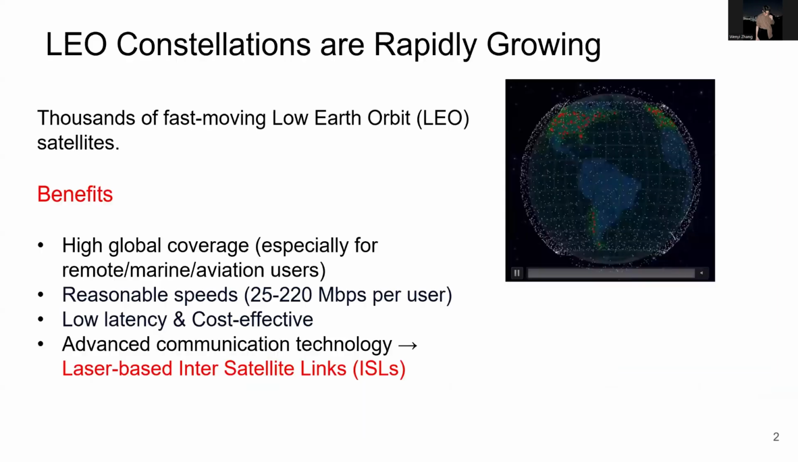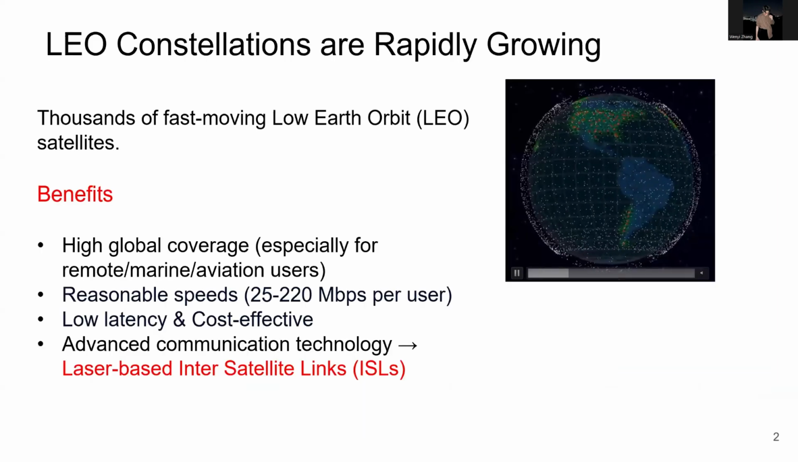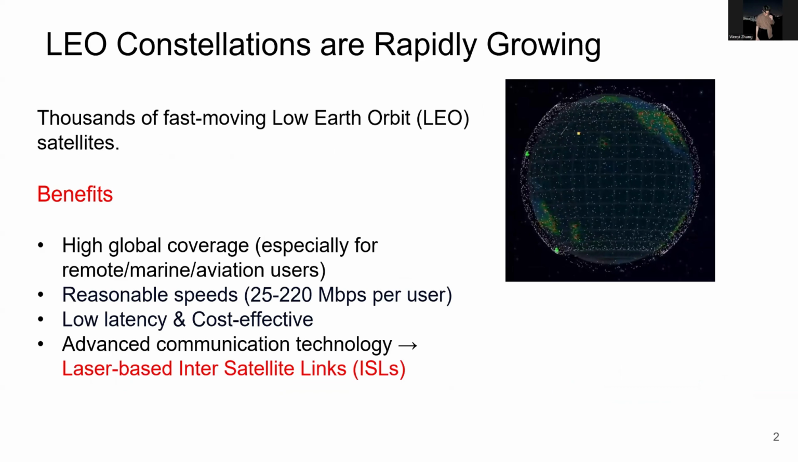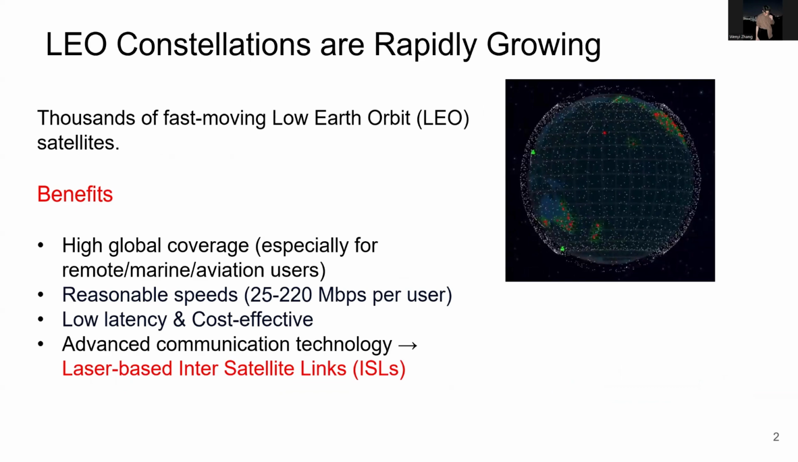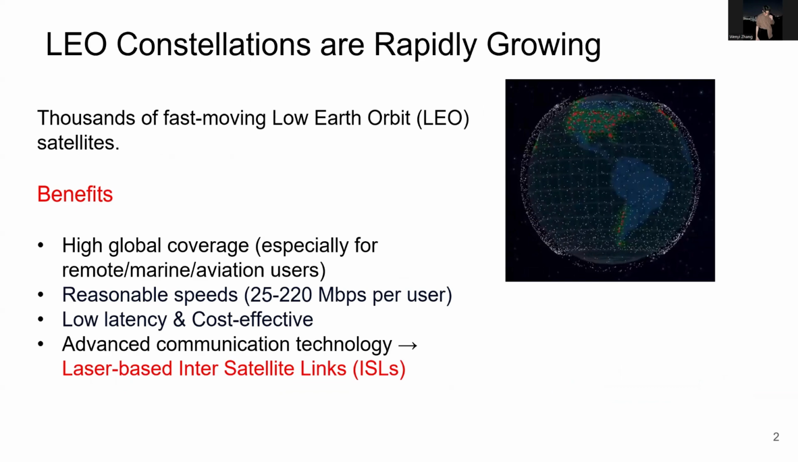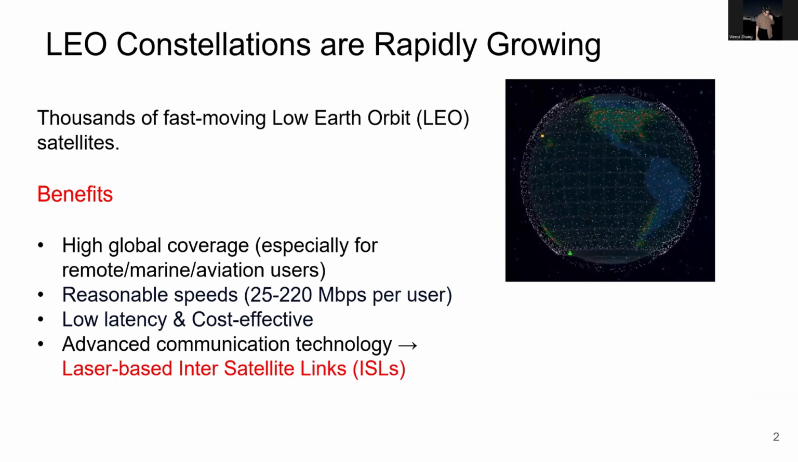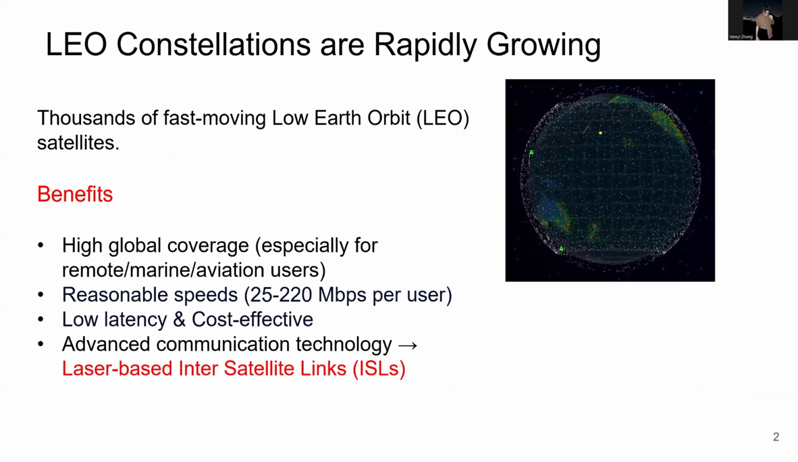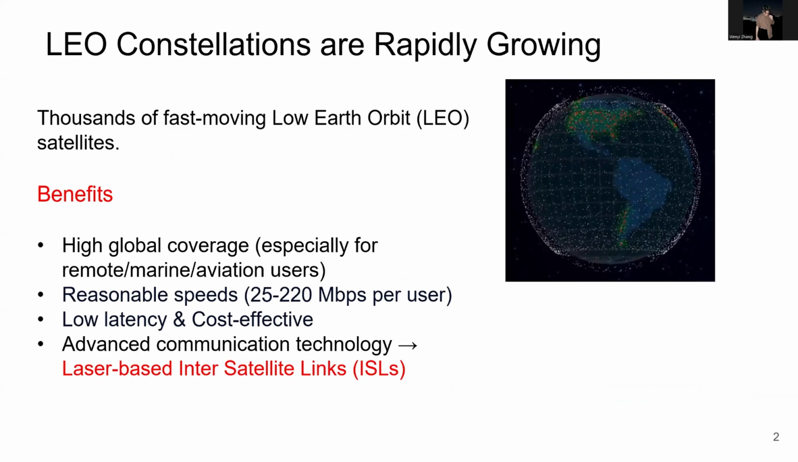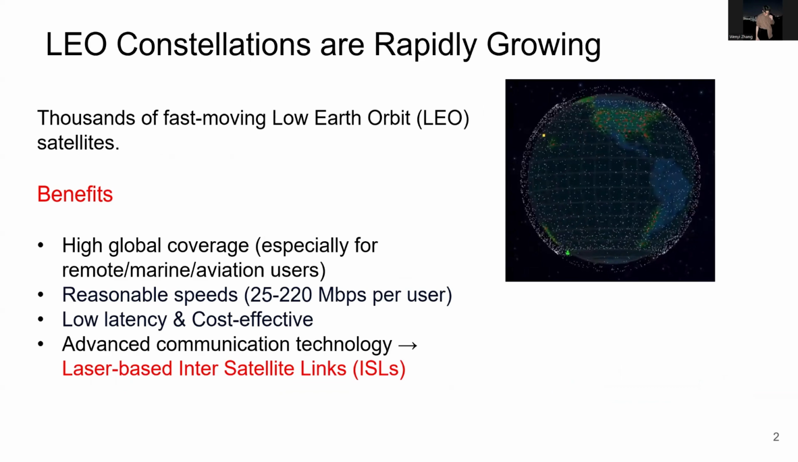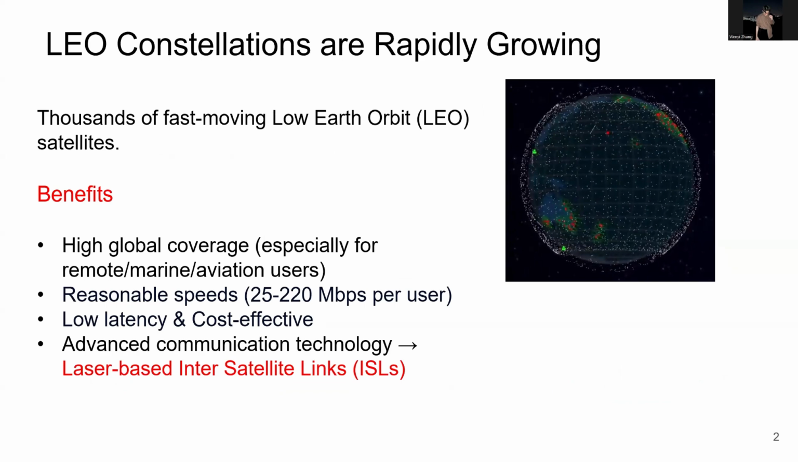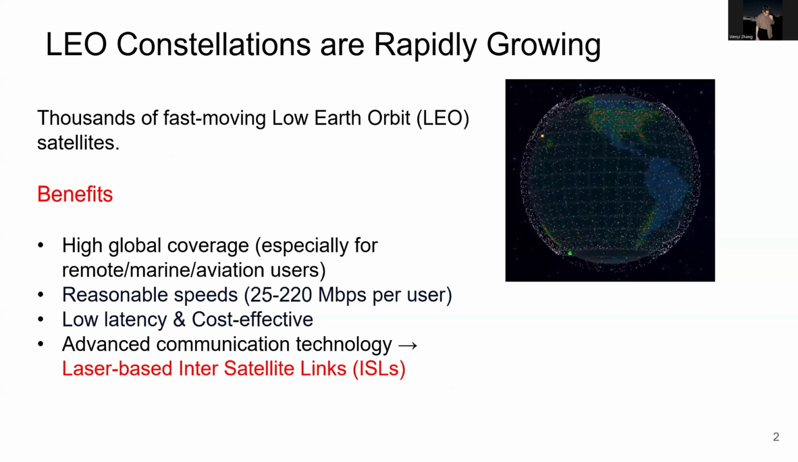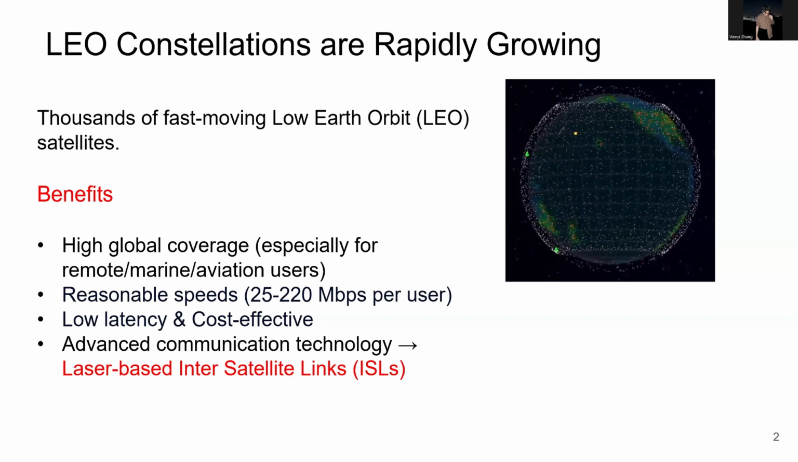So let's start. Nowadays, LEO constellations are rapidly growing. As the video demo shown here, there are thousands of fast-moving LEO satnets at hundreds of kilometers altitude, providing internet service all over the world. Compared to terrestrial and GEO satnet networks, LEO satnets have high global coverage, reasonable speeds, lower latency, and are also cost-effective. Most importantly, LEO networks support a new advanced data transmission technology, the laser-based inter-satnet link.